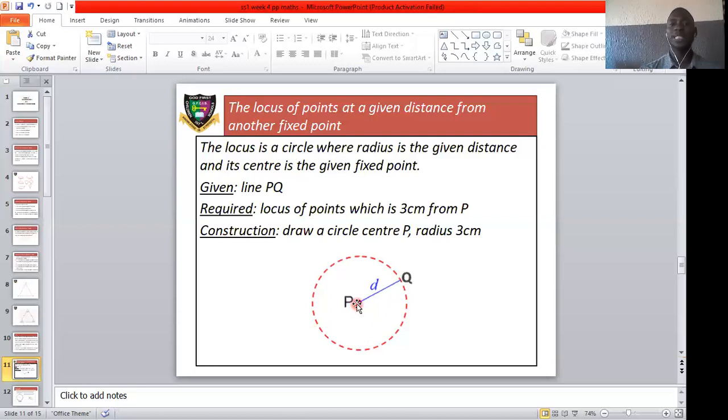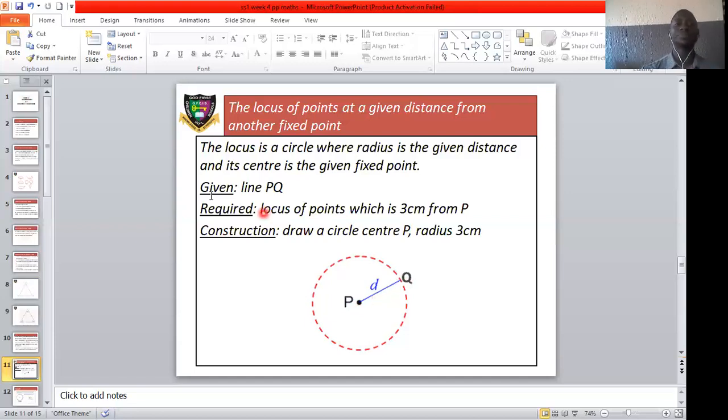That's why I say the locus of a point at a given distance from another fixed point. This is the fixed point. This Q here can be here, can be here, all around, can be anywhere on this circle. But it is from a fixed point at a given distance. That is what this is talking about.